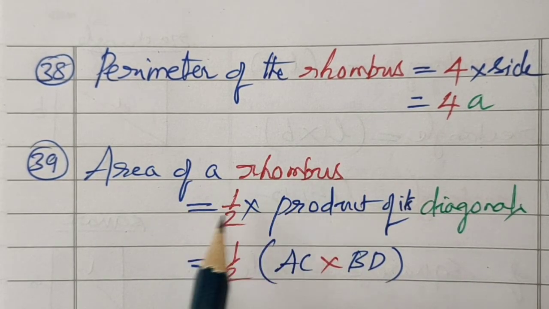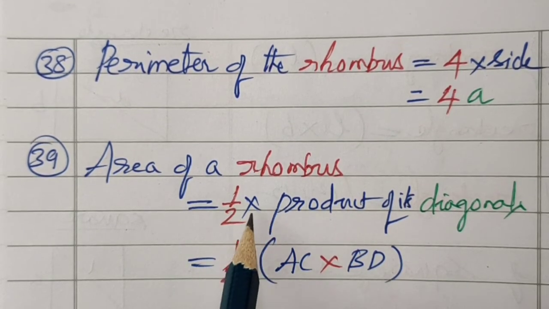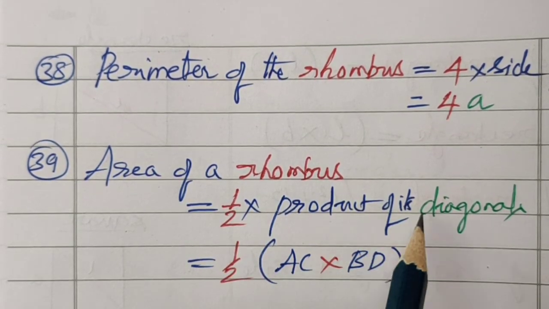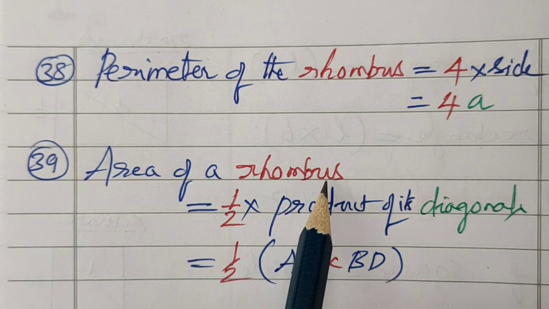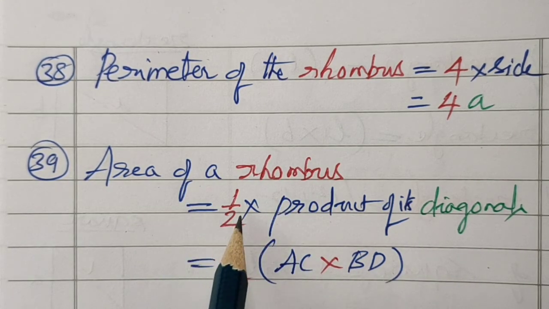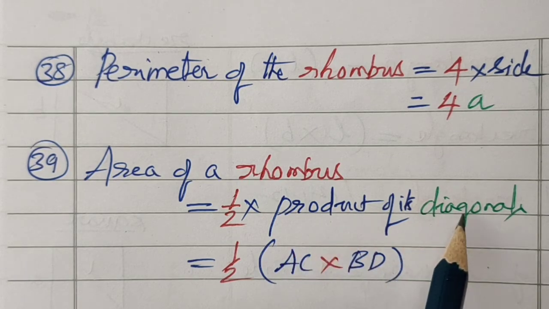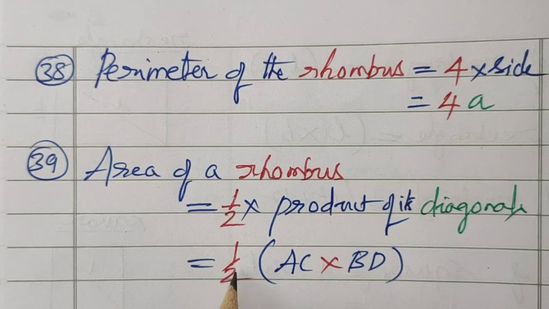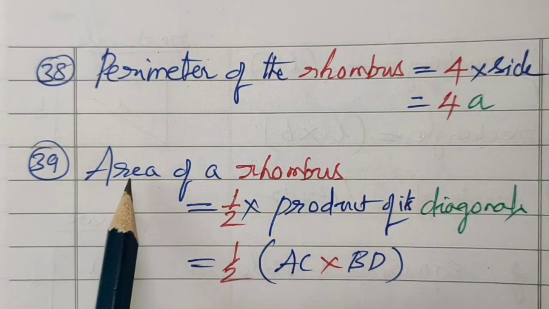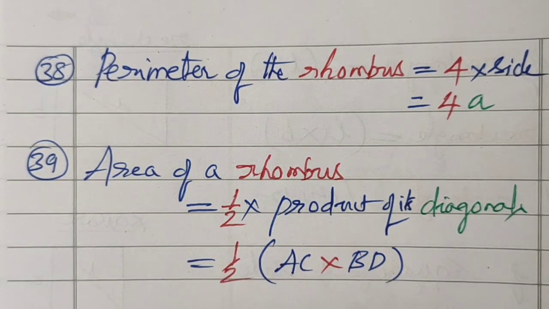Area of a rhombus is equal to half into the product of its diagonals. To find the area of a rhombus, we need to multiply the diagonals. If AC and BD are the diagonals of a rhombus, then half into AC into BD will give the area of the rhombus.